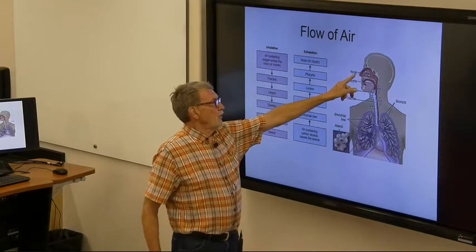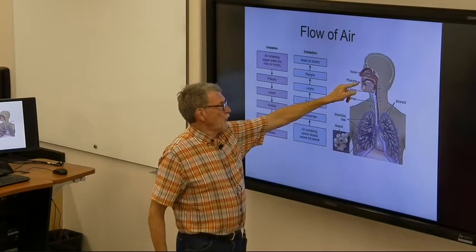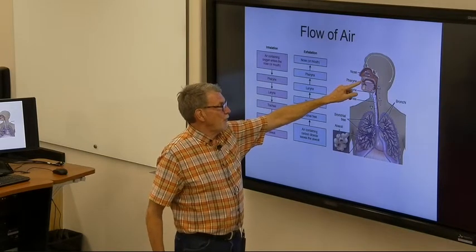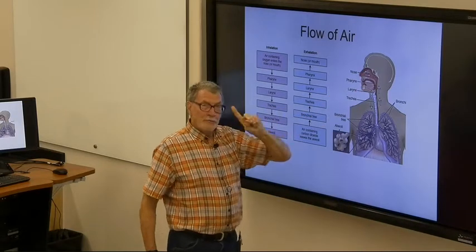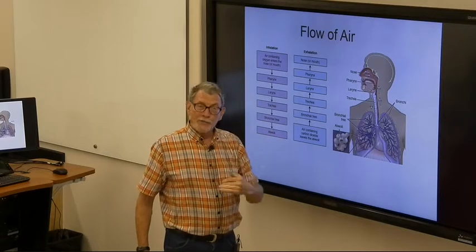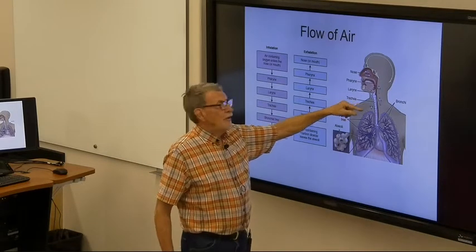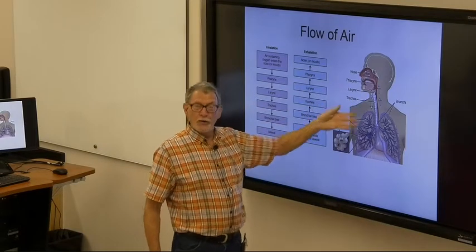Air comes in the nose, nasal passages, pharynx, larynx, joined by the oral cavity, the mouth passage. You have an epiglottis here that is a flap that will close off the trachea when you're swallowing food, so food doesn't go in your lungs, and then it goes the other way when you're breathing so that air doesn't go into your stomach.